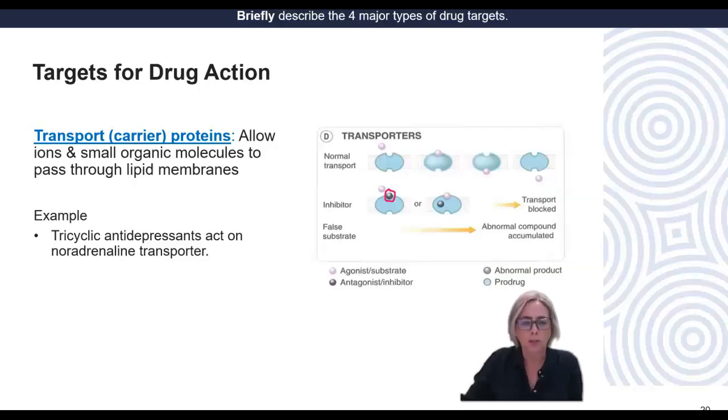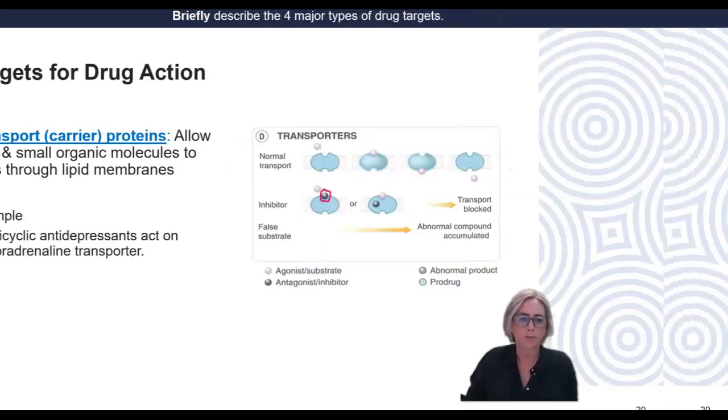Or you could use a false substrate, okay? And in that case, the false substrate is the one that is accumulated on the intracellular side. And an example here of a class of drug that inhibits these transporters are the tricyclic antidepressants, which act on the noradrenaline transporter. So they block the noradrenaline transporter, and in doing that, they block that noradrenaline reuptake mechanism.